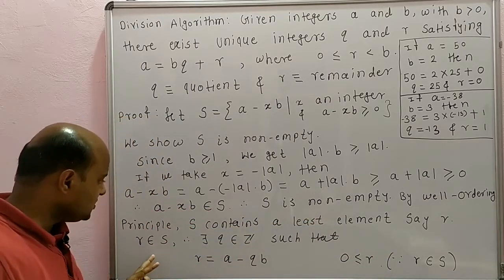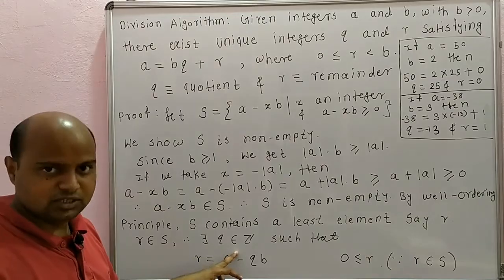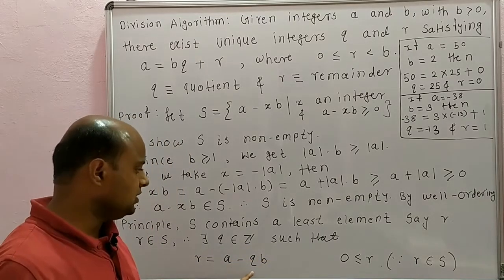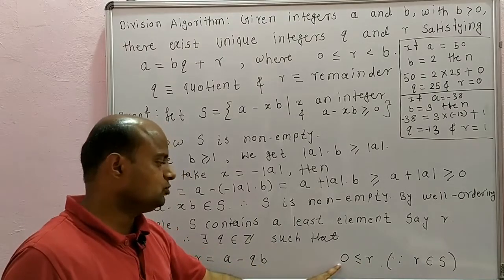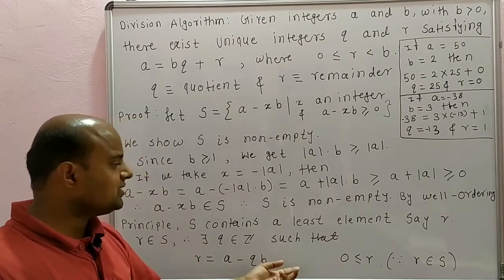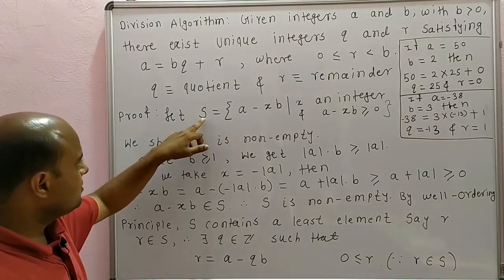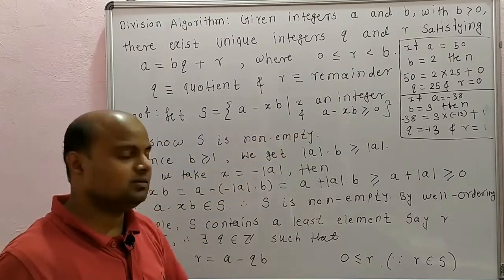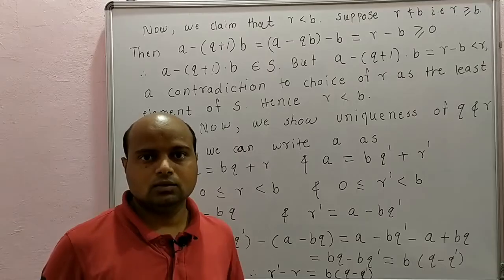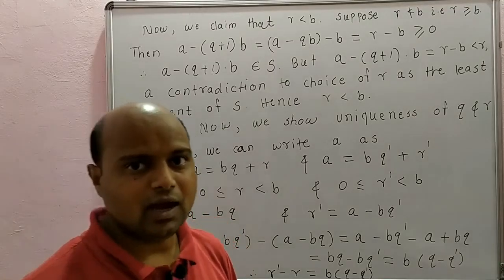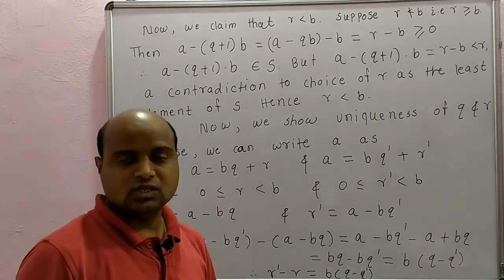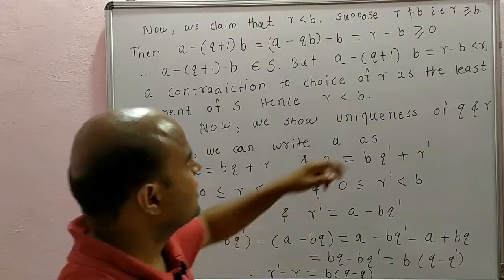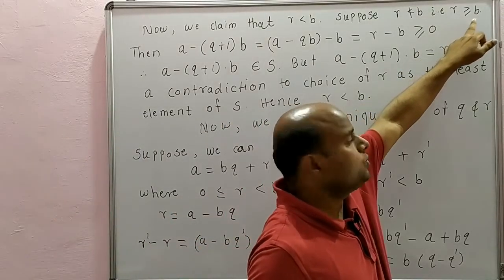So there exists Q in Z, an integer, such that R is equal to A minus QB and R is greater than or equal to 0. Why? Since R is an element of S and we have taken all non-negative integers in S, therefore R is greater than or equal to 0. Now we claim that R is strictly less than B. Suppose R is not less than B, that is R is greater than or equal to B.